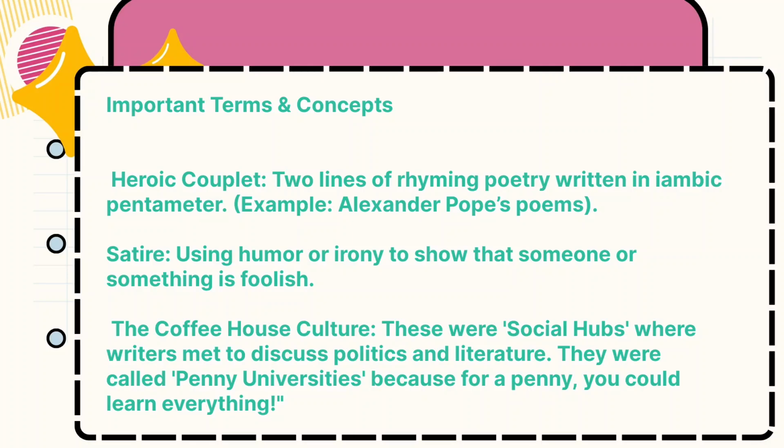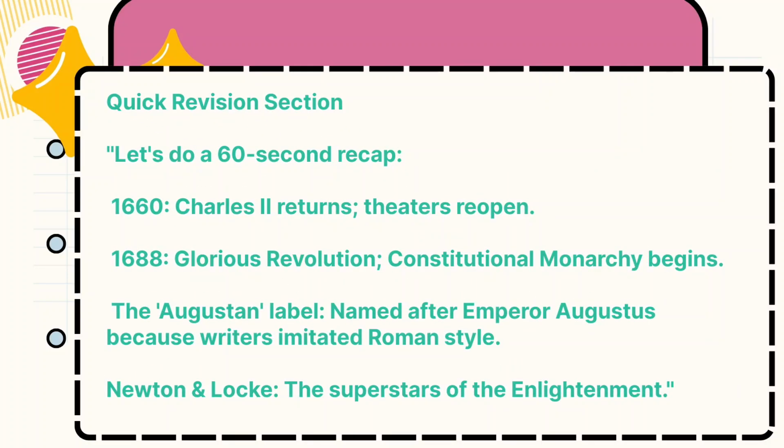Quick revision section. Let's do a 60-second recap. 1660s, Charles II returns, theatres reopen. 1688, Glorious Revolution, constitutional monarchy begins. The Augustan label, named after Emperor Augustus because writers imitate Roman style. Newton and Locke, the superstars of the Enlightenment.